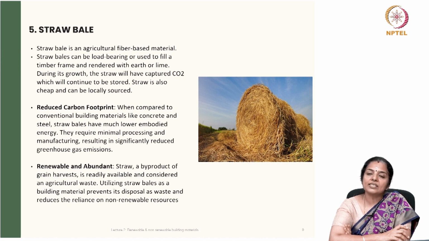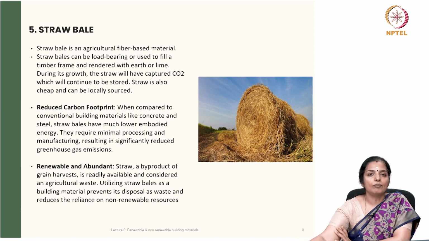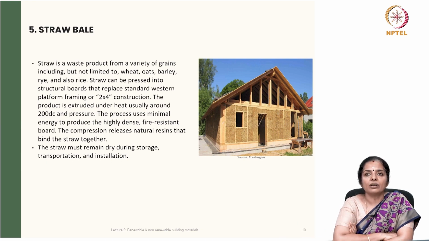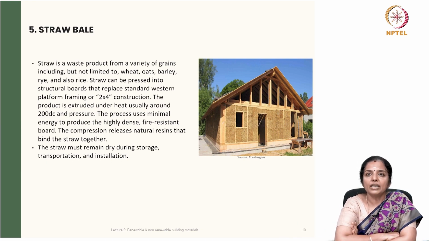Buildings built with straw bales are extremely light in weight and sometimes are very suitable in places which are prone to earthquakes too. So, straw is a waste product from a variety of grains, but not limited to only wheat, oat, barley, rye and also rice. Straw can be pressed into structural boards that replace standard Western platform framing or 2 feet by 4 feet construction. The product is extruded under heat, usually around 200 degrees Celsius, and pressure.